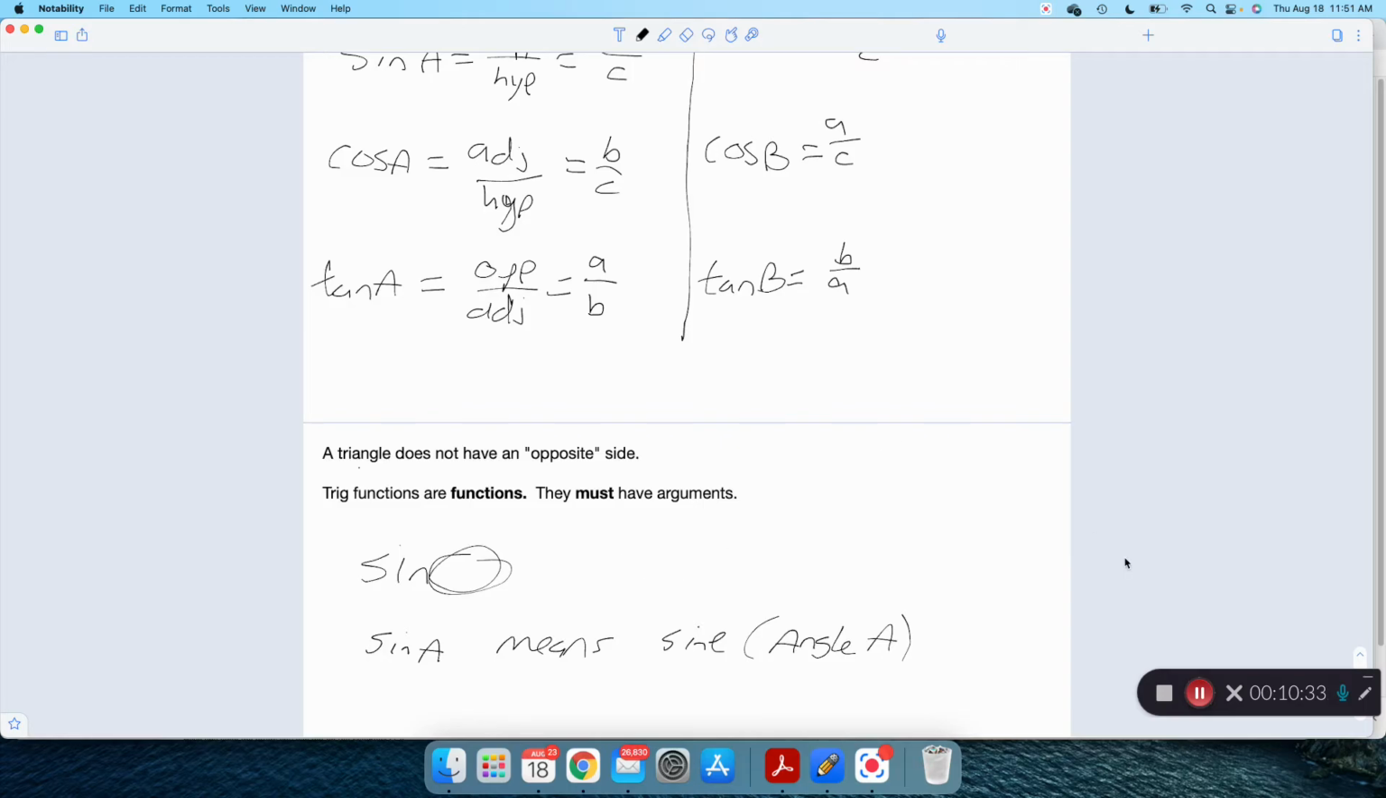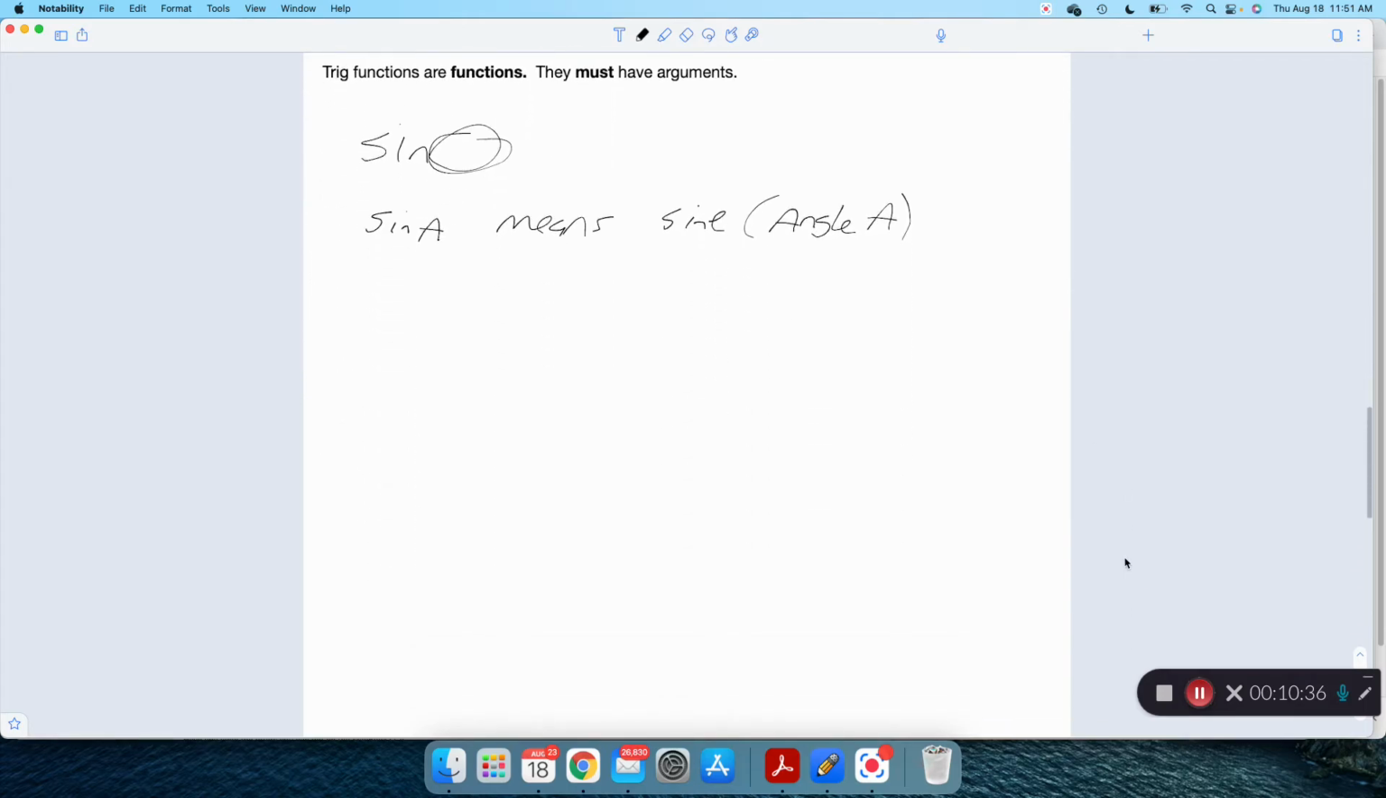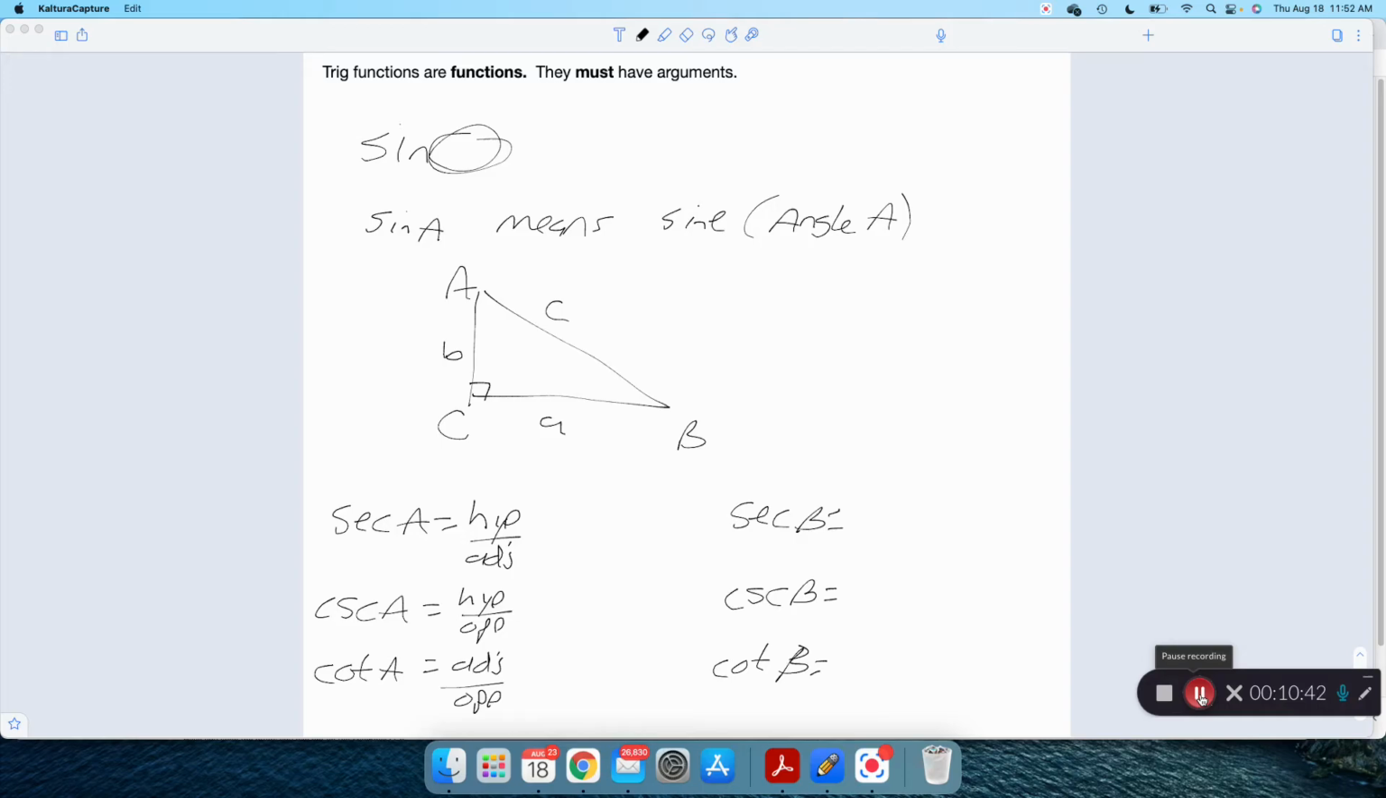Okay, let's use this same triangle and find our other three functions. So just to redraw it real quick. Okay, so let's find secant of angle A. Recall, secant of any angle is the length of the hypotenuse divided by the length of the adjacent side. And when we say adjacent, we mean adjacent to angle A.